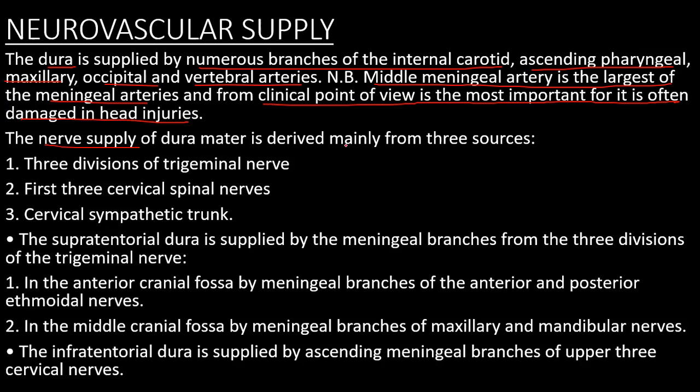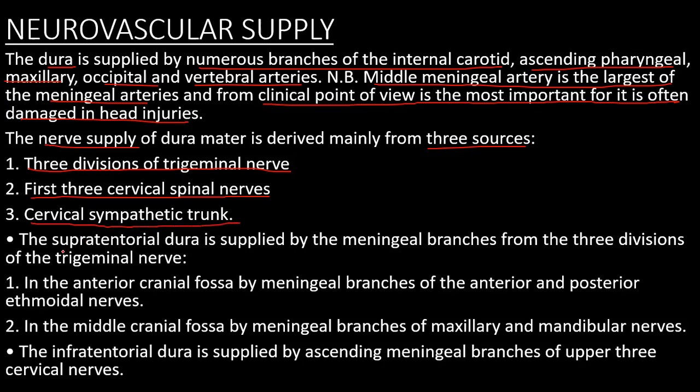Then the nerve supply is mainly derived from three sources: from the three divisions of the trigeminal nerve, that is ophthalmic, maxillary, and mandibular nerves. Then from the first three cervical spinal nerves, C1 to C3, also from the cervical sympathetic trunk.